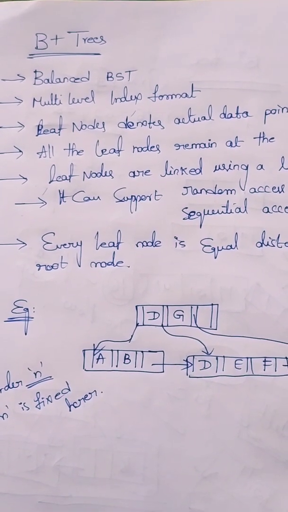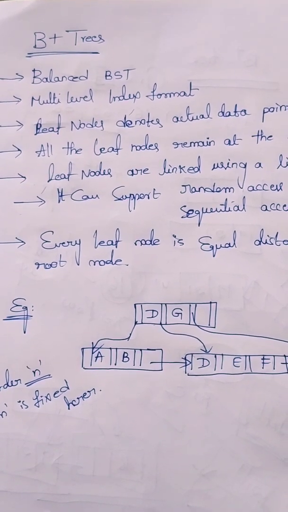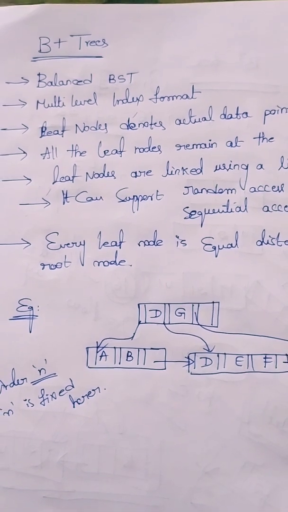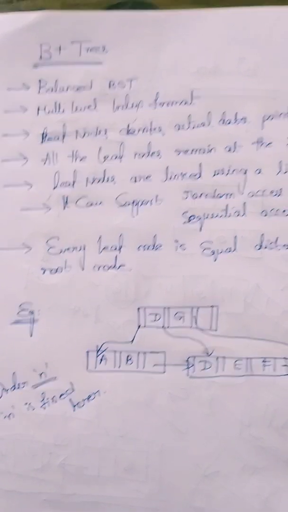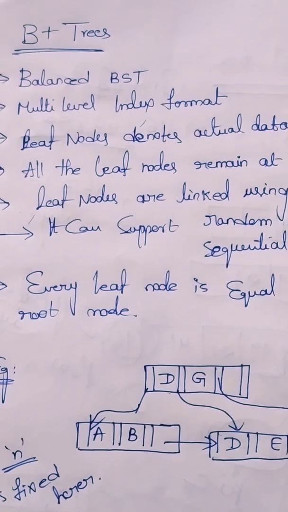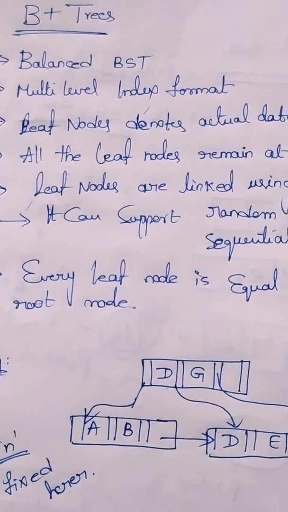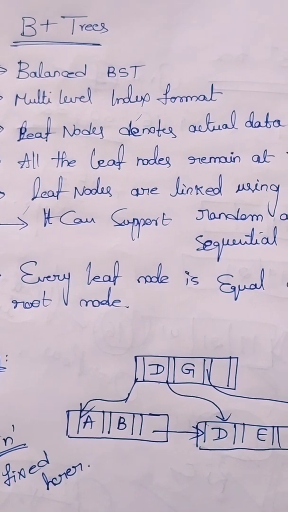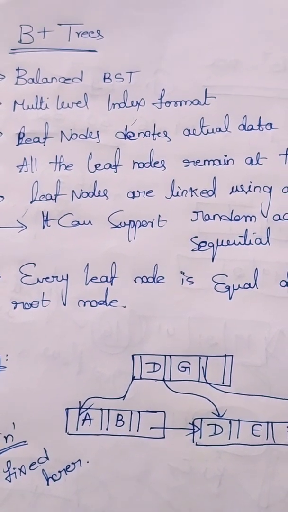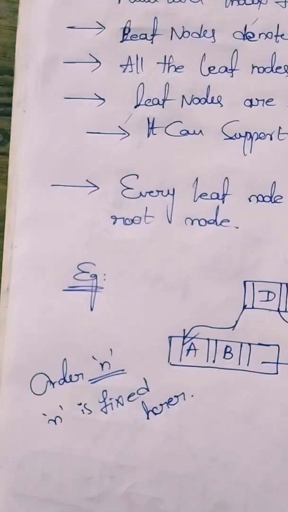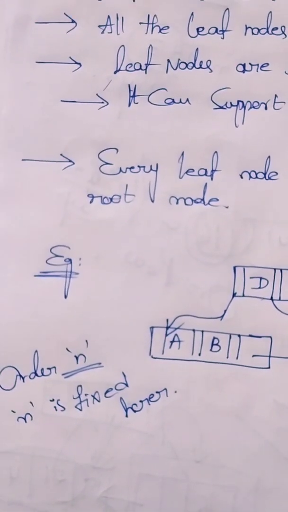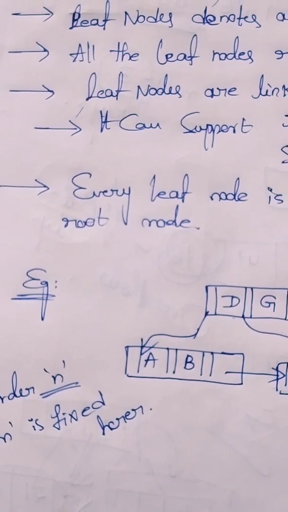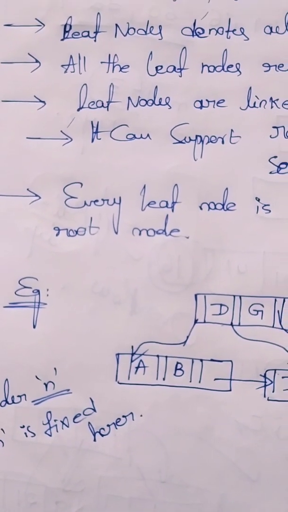Here, unlike B trees, it follows the multi-level index format. Actually, in B trees there is a variable number of order, but here the order n is fixed. There is no M-way order, that means 4, 5, whatever. Here the order is fixed.